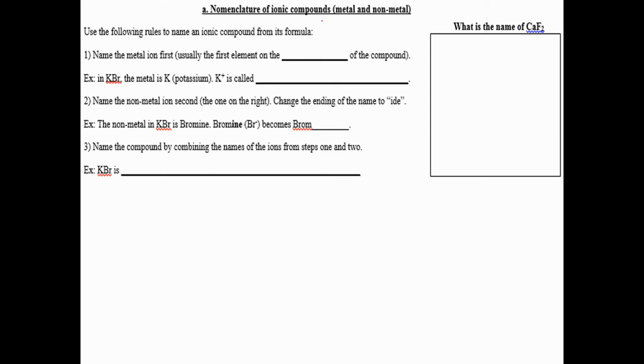Suppose you want to name KBr. You name the metal first. The metal is always the element that's on the left, so the first element you see there. The ending of the metal doesn't change, it is simply potassium. Then you name the second element, but you have to change its ending to IDE from INE. The second element is the nonmetal. So bromine is the nonmetal. Change INE to IDE, becomes bromide. So really now you're just putting the two names together. KBr is potassium bromide.